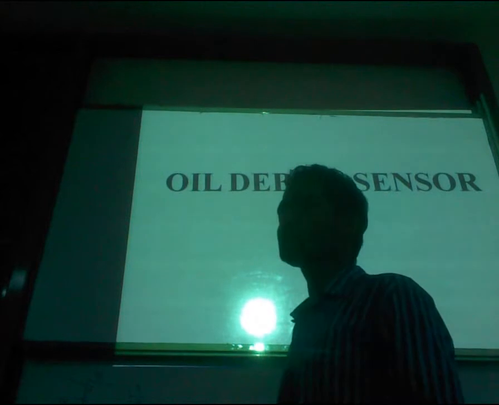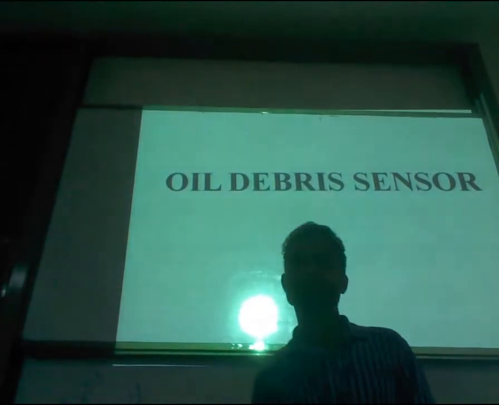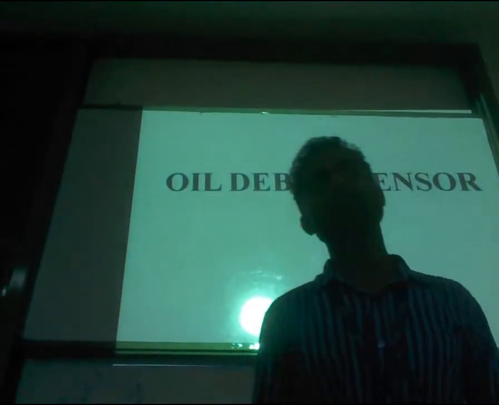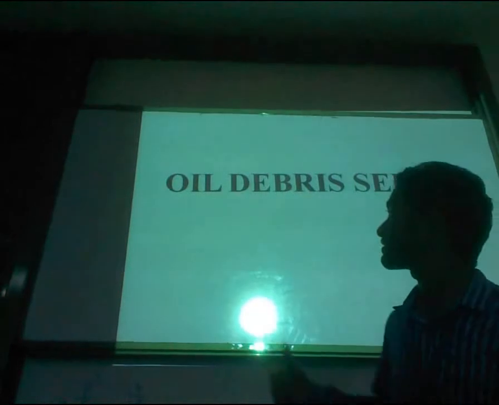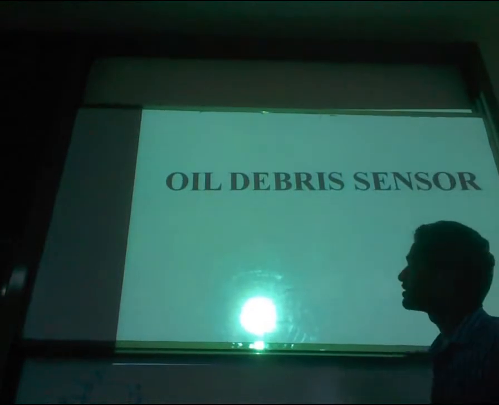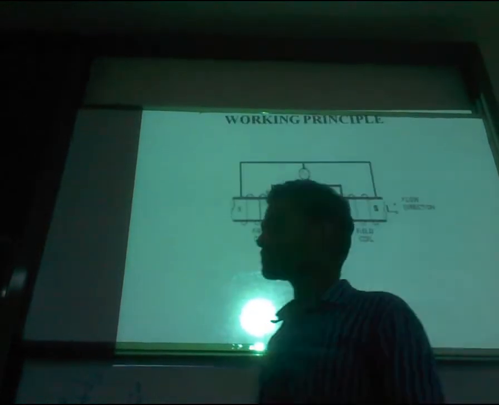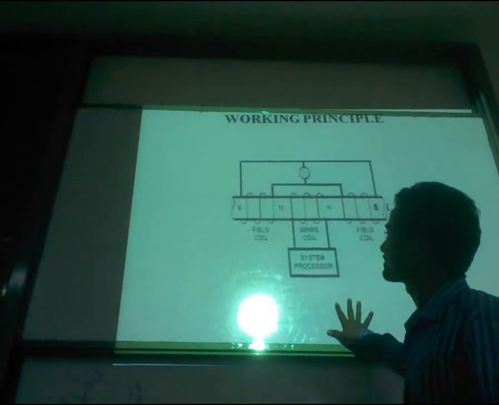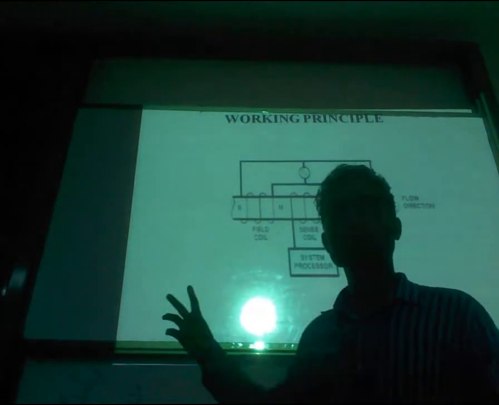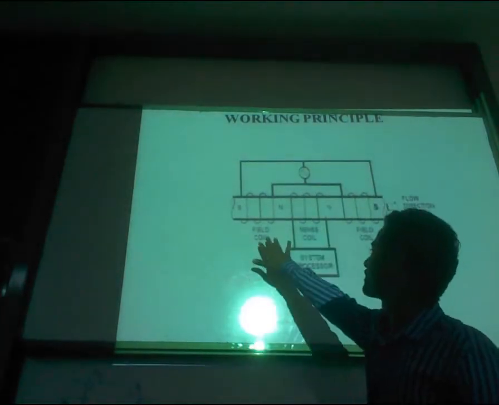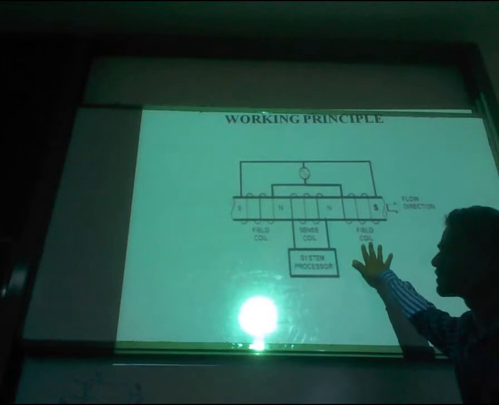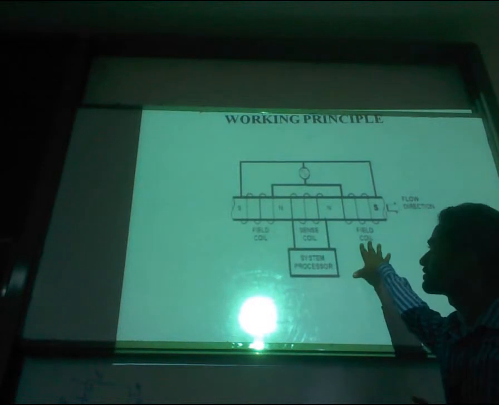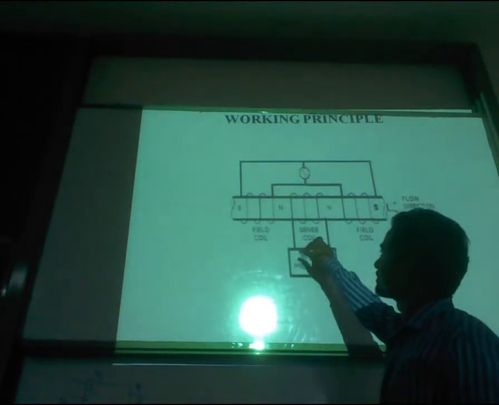By this time we know what is meant by oil debris. So to measure this oil debris inside the engine oil, we are using the oil debris sensor. See, this is the construction of the oil debris sensor. It has three coils. There are two field coils in this sensor and one sense coil.